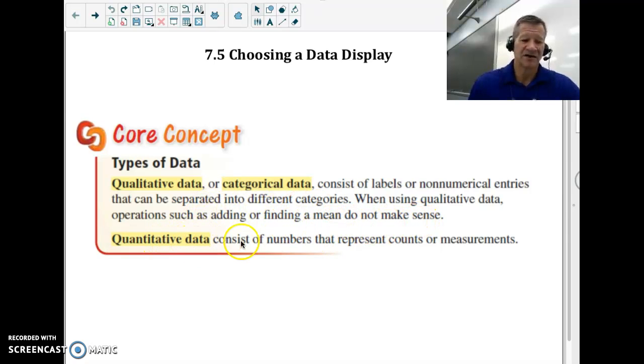Now, quantitative data consists of numbers that represent counts or measurements. So think of quantitative, if you know what the word quantity means, it's an amount of something, okay? And where quality is, again, a category, like eye color or gender or that kind of thing, whereas quantitative actually is numerical data.